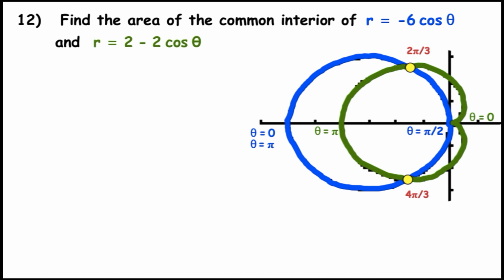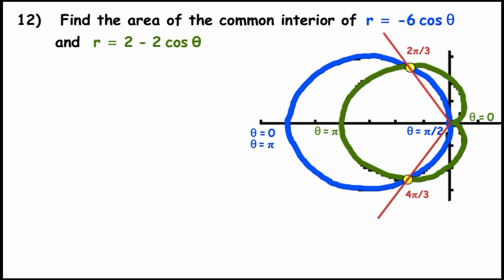Number 12 wants us to find the area of the common interior of those two. So you have to be inside the green and inside the blue at the same time. Well, first of all, I set them equal to each other to see where they would intersect. I'll save you the algebra on that just because the slides are only so big here. But they do cross each other at 2 pi over 3 and 4 pi over 3.